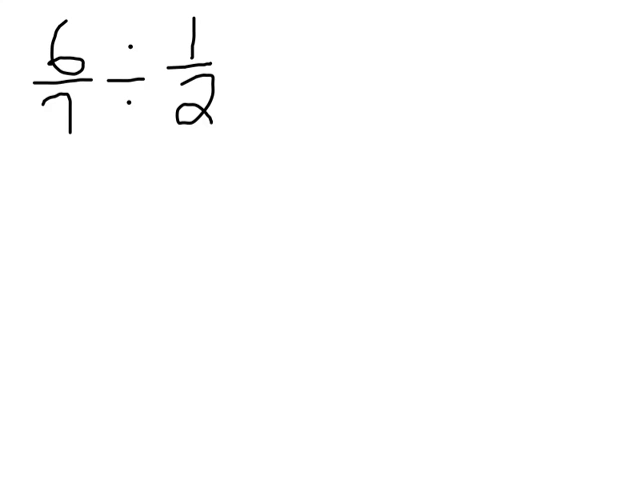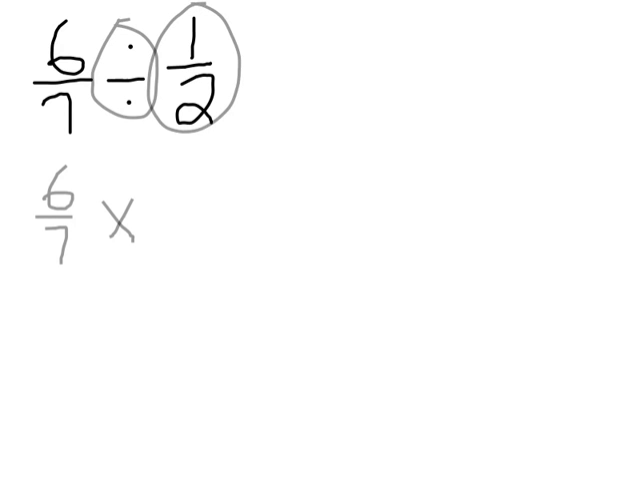Let's say I had 6/7 divided by 1/2. I know that my first thing I have to do is rewrite my problem in multiplication using keep, change, flip. So I'm going to keep my 6/7. I'm going to change my division sign to a multiplication sign. And then I'm going to flip my last fraction. See how it's 1/2 right now? I'm going to flip it to 2/1.